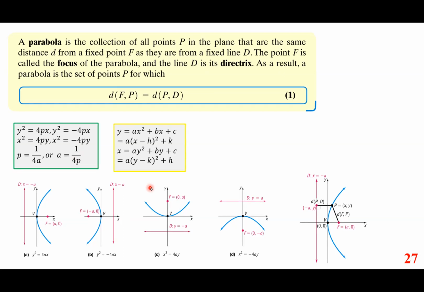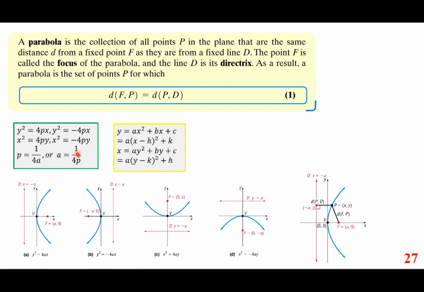The relationship between this a, and sometimes they call this one a, I want you to know that, but I like to use a different letter for that, either p or f. This a and this p have the following relationship. P is 1 over 4a, or a is 1 over 4p. This way, if you're familiar with this one, you can go this route and then change it, it doesn't matter.